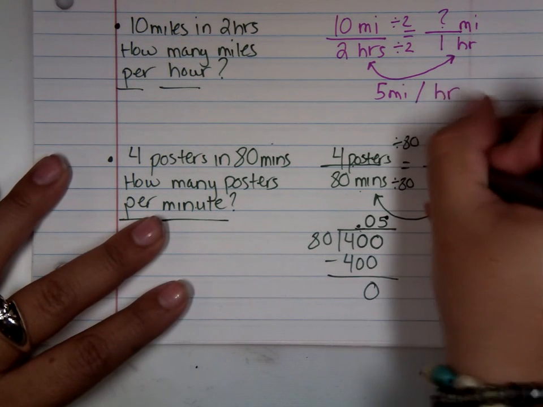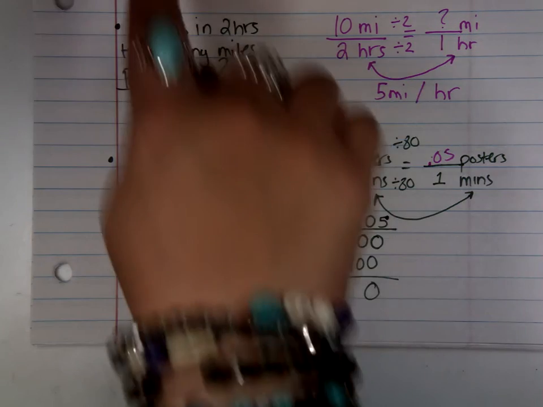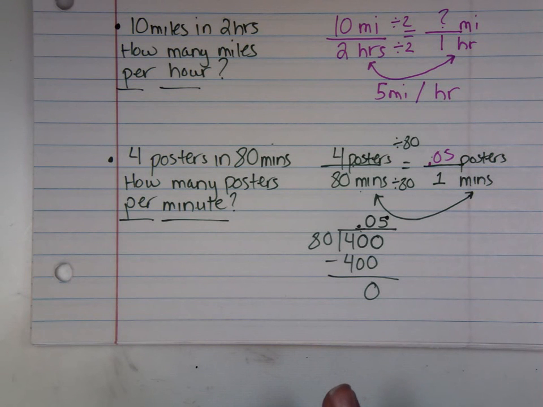Remember, a unit rate just means that one of the quantities is 1, and a rate is just a comparison of two different quantities where their units are different. So, for example, remember pages and minutes, miles and hours, posters and minutes. We found our unit rate by dividing, and we found where one of our units, our quantities, is 1.